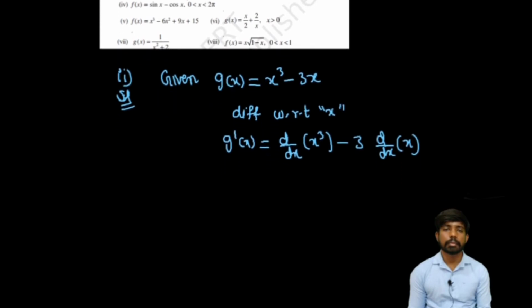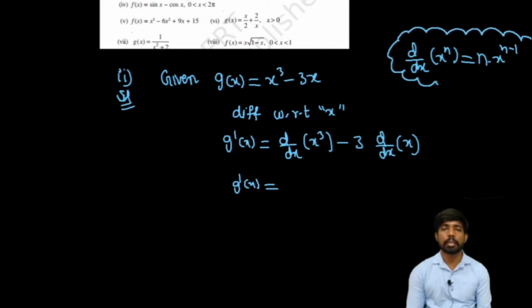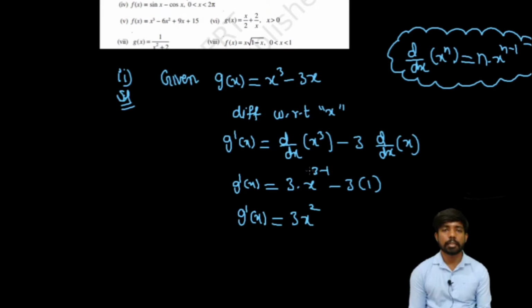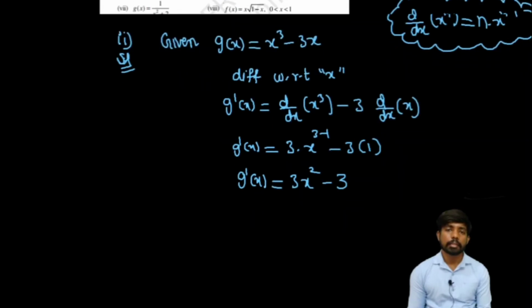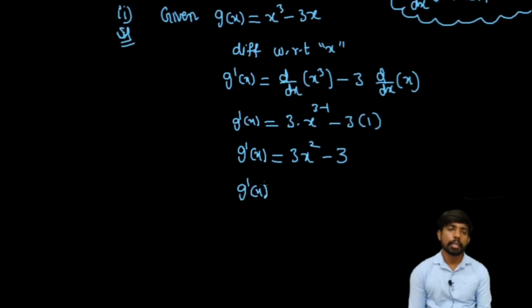The differentiation of x cube: we know the formula for the differentiation of x to the power of n is n times x to the power of n minus 1. So 3 times x to the power of 3 minus 1, and 3 times the differentiation of x, which is 1. So g dash of x is equal to 3 x square minus 3. Next, take 3 common: x square minus 1.